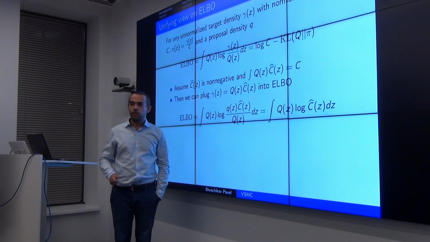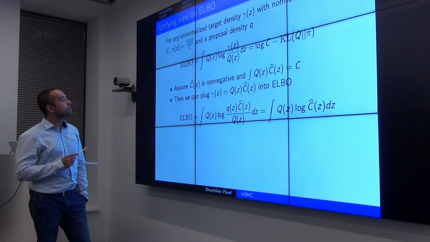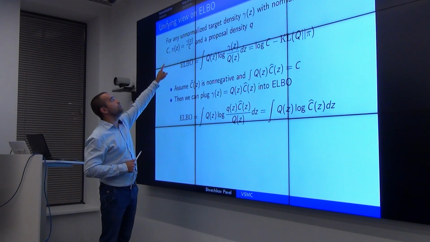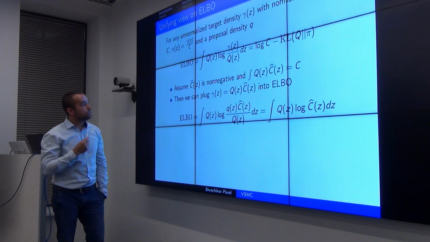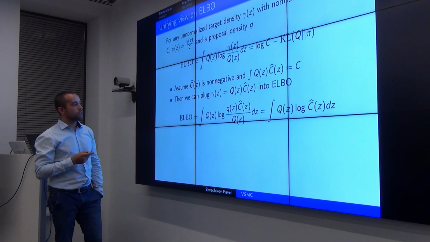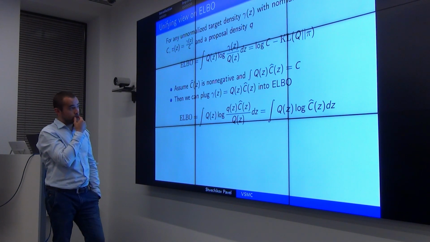C hat is already defined. This is not an arbitrary unbiased estimate. C hat is by definition a ratio of gamma of Z over Q of Z. This is not an arbitrary unbiased estimate for the normalizing constant. This is quite a specific unbiased estimate. Only then can we proceed.